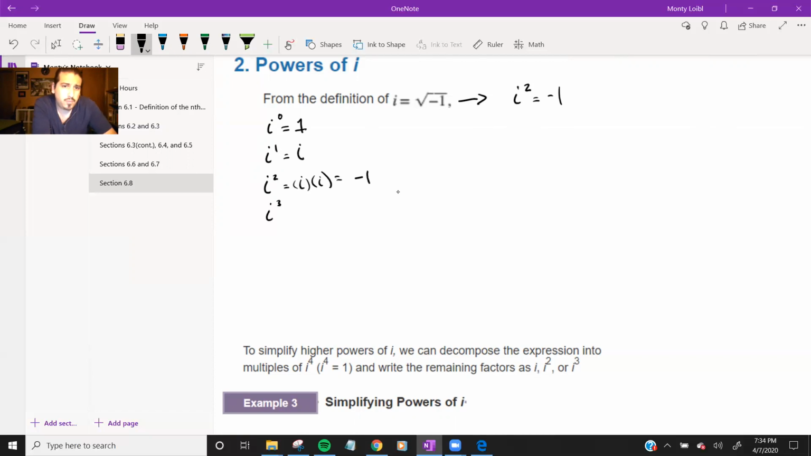Now, i cubed is i times i times i. So here we've got i times i, which is negative 1. Multiply that by i again, because we've got 3 i's. We get negative i. Okay, so i to the 4th. So now we've got 4 of these i's we're multiplying together. Anyone want to take a guess of what the 4 i's multiplied together would give us? What do you think here? This to look more like a chart. So.